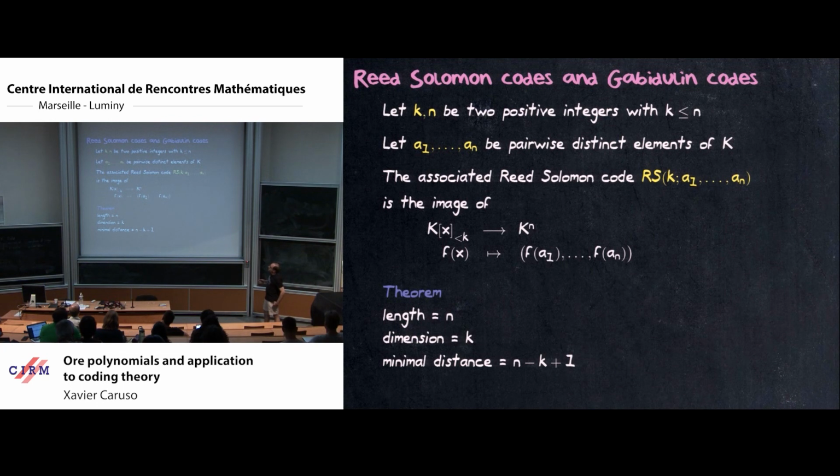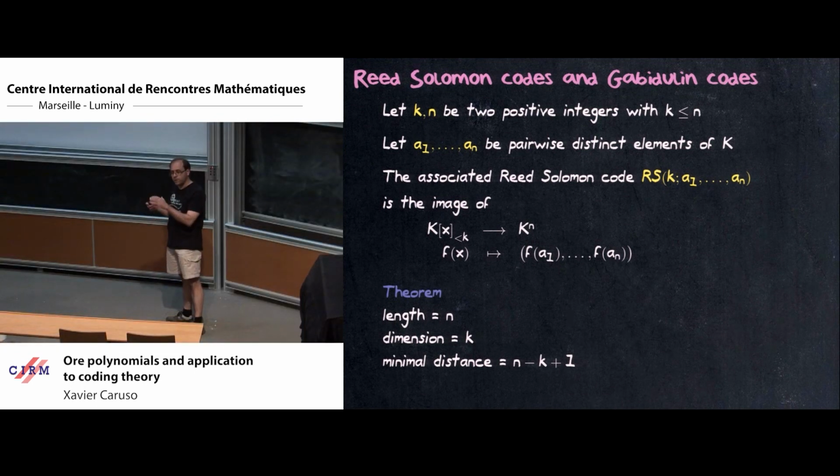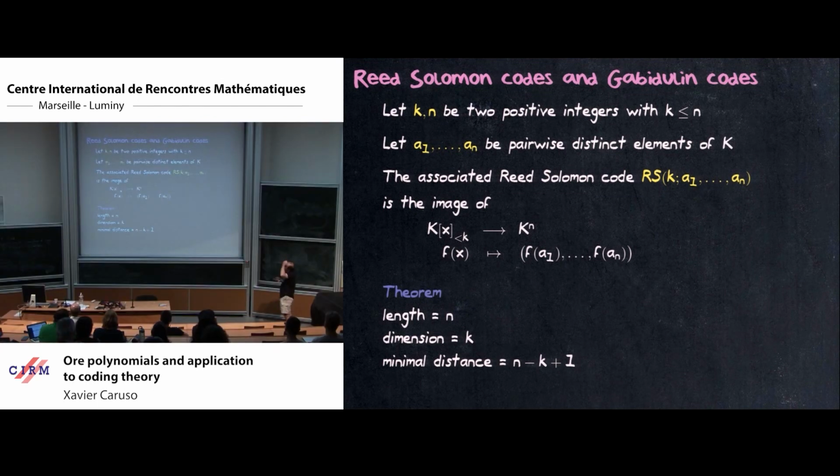So these codes are interesting for this reason, but are also interesting because they allow for an efficient decoding algorithm. I don't want to speak about decoding in this talk, so I will skip this, but there are important codes in the literature. Okay, so that's for Reed-Solomon codes, and now I want to define what Gabidulin codes are, and I will just show you that it's almost the same. It's a bit different, but it's the same spirit.